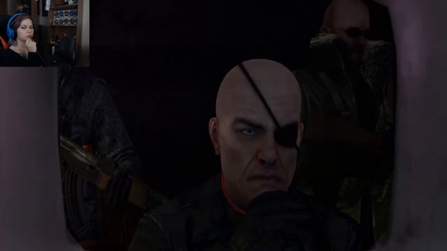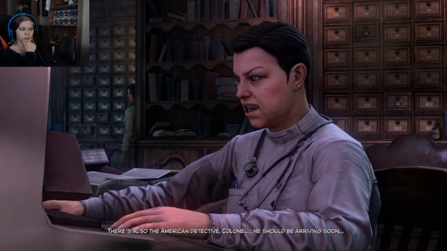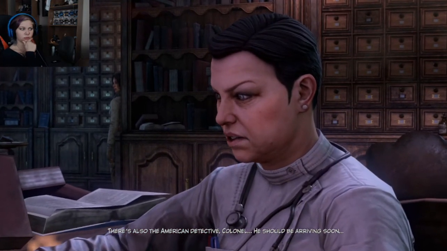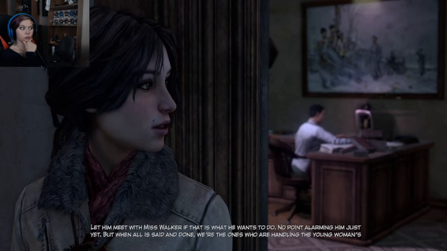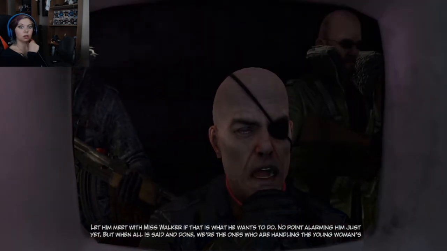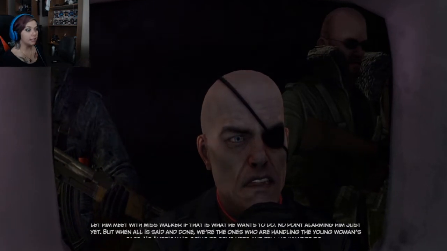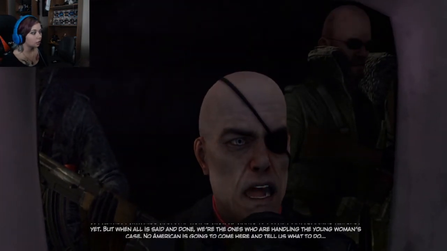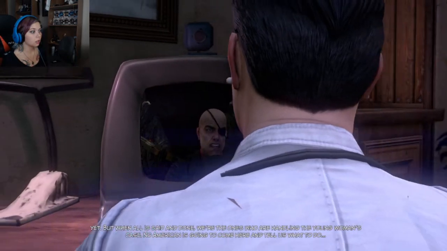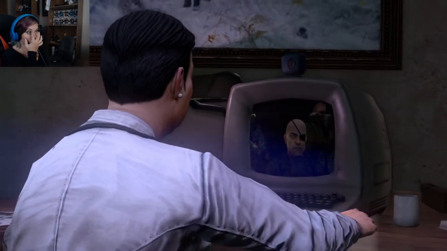Fine. There's also the American detective, Colonel. He should be arriving soon. Let him meet with Miss Walker if that's what he wants to do. No point alarming him just yet. Canton? All said and done, we're the ones who are handling the young woman's case. No American is going to come here and tell us what to do.